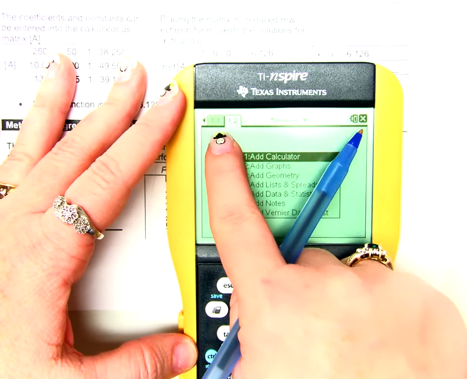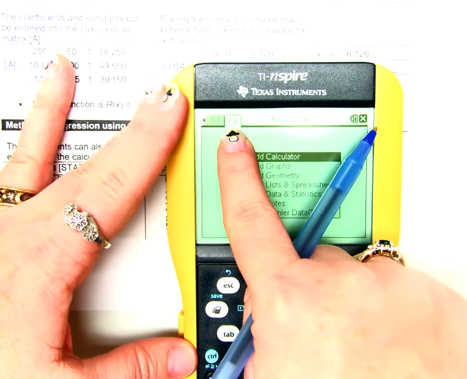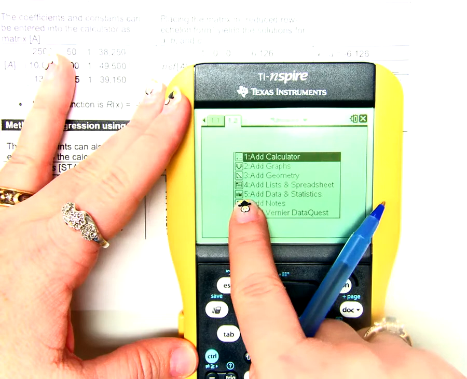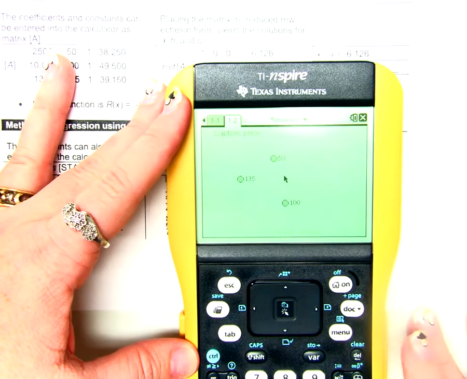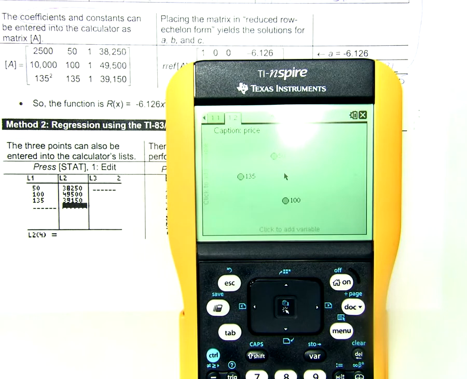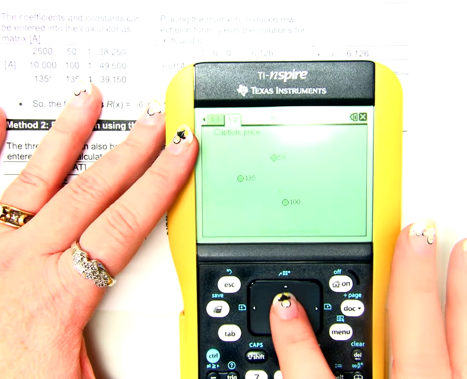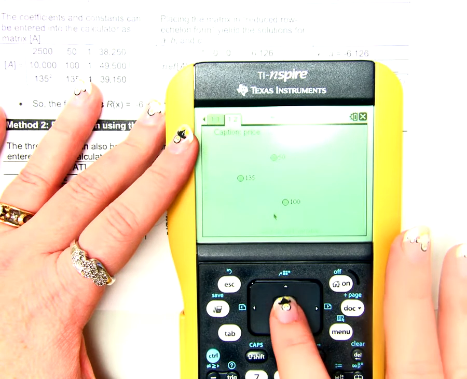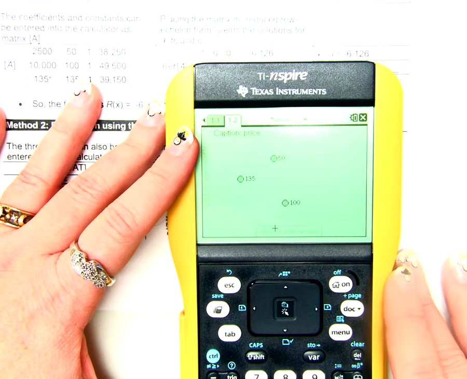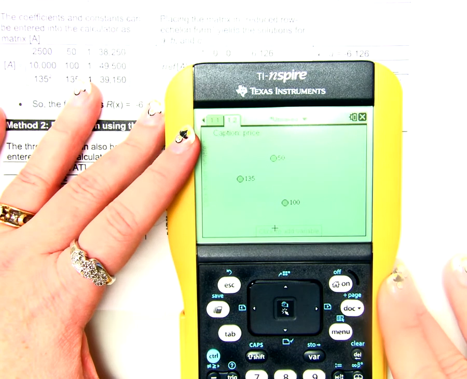Do you see how at the very top I have 1.1 and then 1.2? So this is all using the same data. When I create a data and statistics page, I should have 3 dots. Yours may look different. Your 3 dots may be in a different place on the page. Are they? Okay. Now I'm going to move my cursor down to the bottom of the graph, and suddenly a box appears like magic.